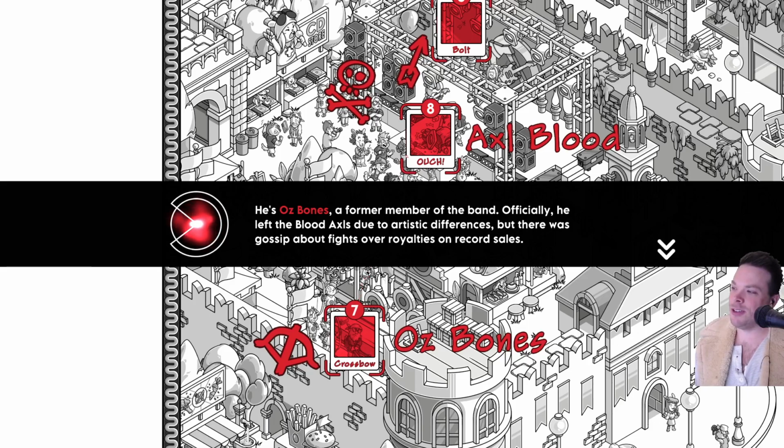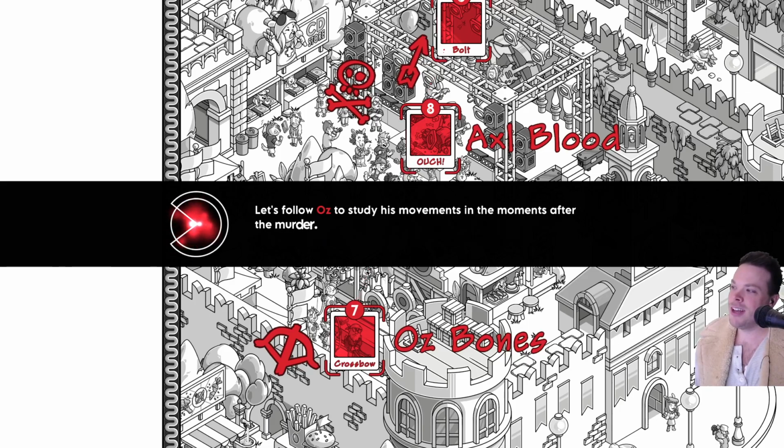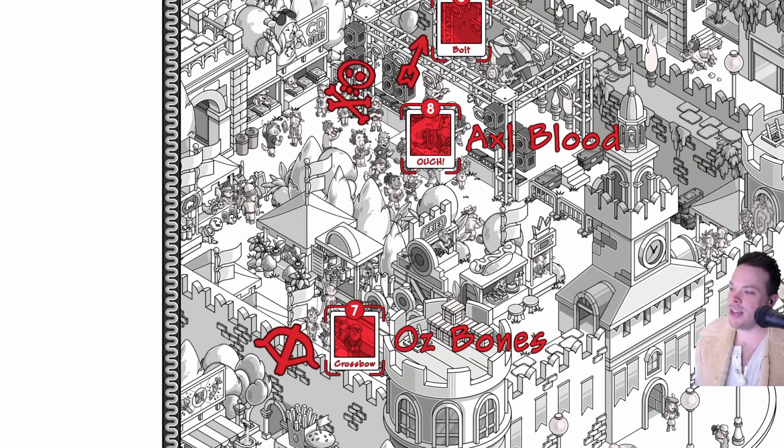Oz Bones, former member of the band. Officially, he left the Blood Axles due to artistic differences, but there was gossip about fighting over royalties of record sales. Let's follow Oz to study his movements in the moments after the murder. We need to know whether he's linked to Axel's death.